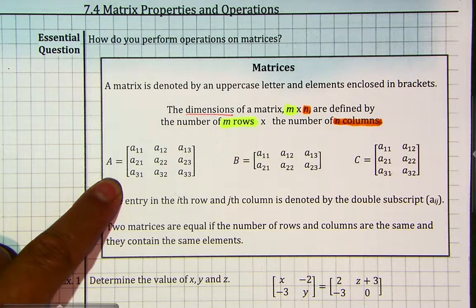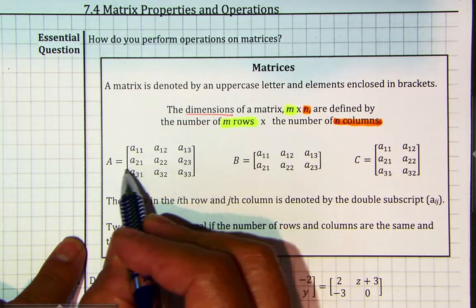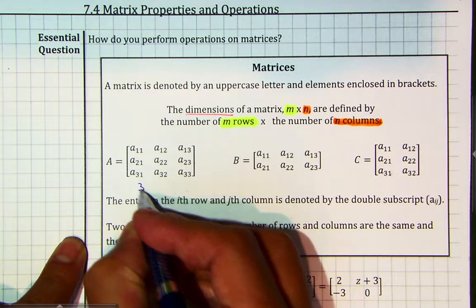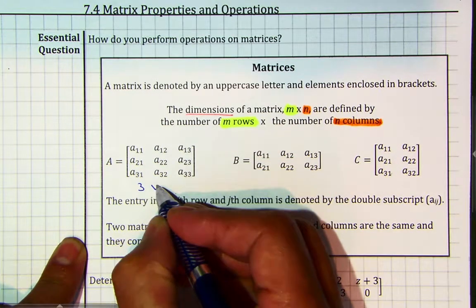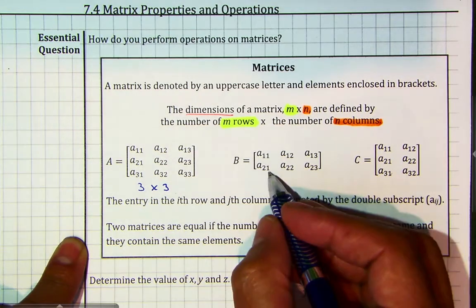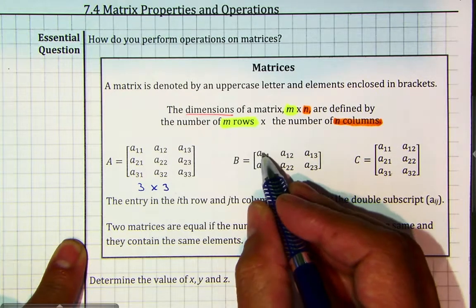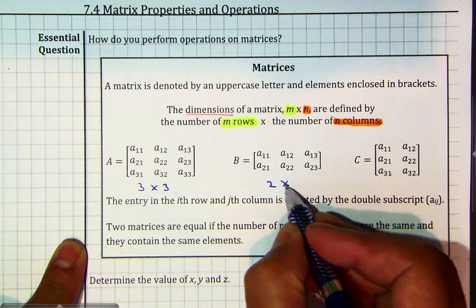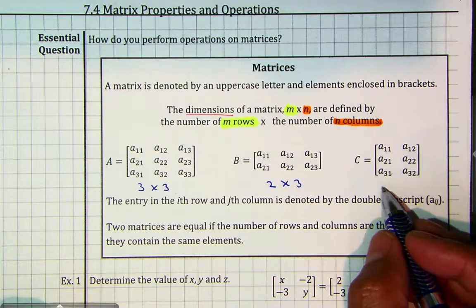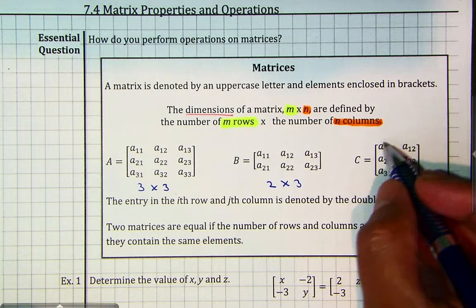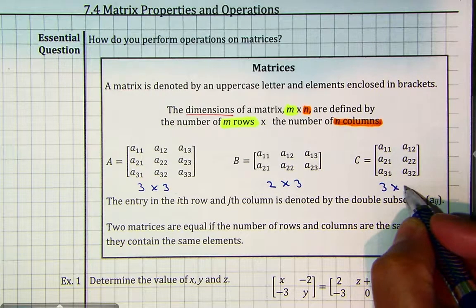So for the first matrix, notice that's an uppercase letter A. We have how many rows? 1, 2, 3 rows. So therefore, this will be 3. And how many columns? 1, 2, 3. So therefore, this is a 3 by 3 matrix. Letter B, how many rows? 1, 2. And how many columns? 1, 2, 3 columns. And how about for the last one? What are the dimensions for matrix C? So this is 3 rows and 2 columns. So this is a 3 by 2.